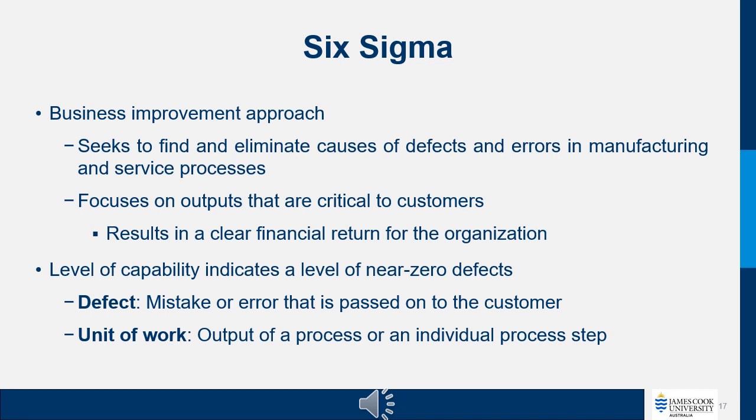The unit of work refers to the output of a process or an individual process step. By analyzing and measuring the performance of this unit of work, Six Sigma practitioners can identify areas of improvement and implement data-driven solutions to enhance process efficiency and effectiveness. The ultimate aim is to ensure that the final product or service meets or exceeds customer expectations while minimizing defects and errors.